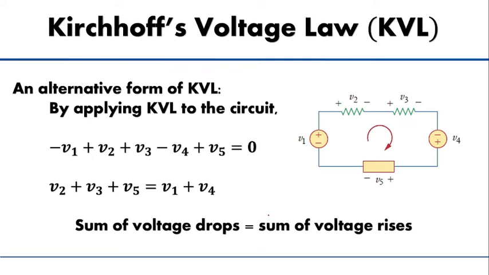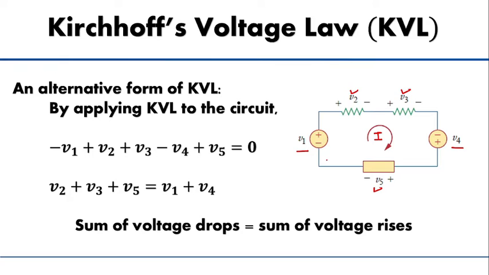We can define KVL in another form, which is sum of the voltage drops is equal to sum of voltage rises. This can be proved from the circuit given here, where V1 is the voltage source, V4 is another voltage source, and V2, V3 and V5 are the resistive elements. Before applying KVL, we consider a current I flowing through the circuit in the direction given here. According to KVL, the sum of voltages around a closed path is equal to 0.